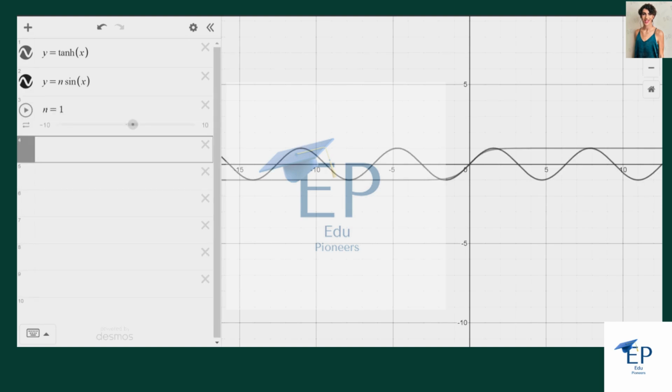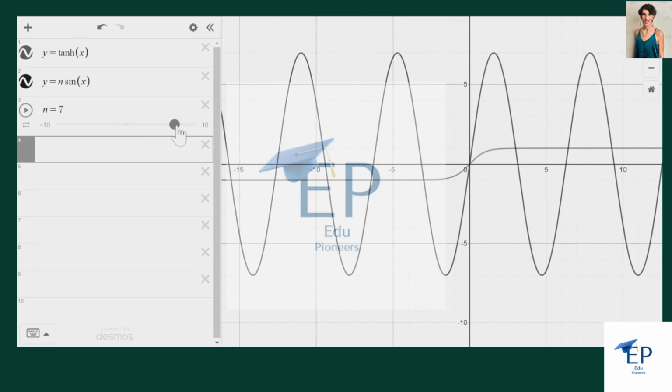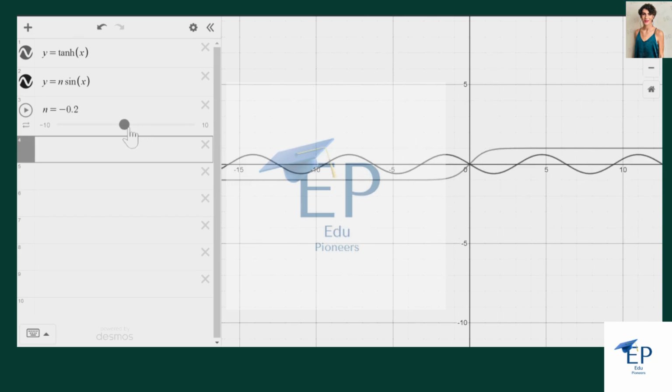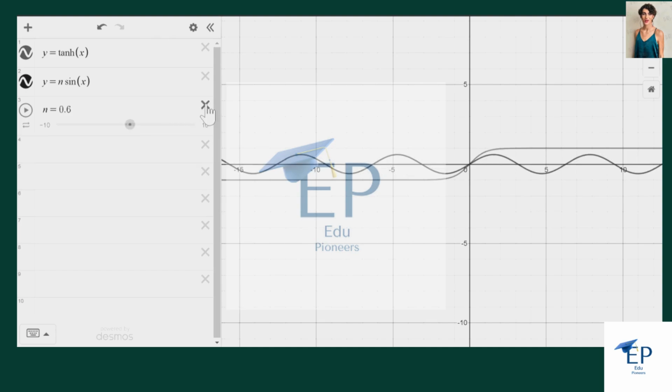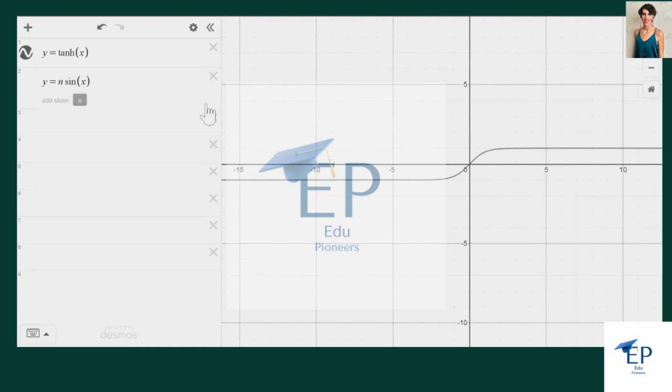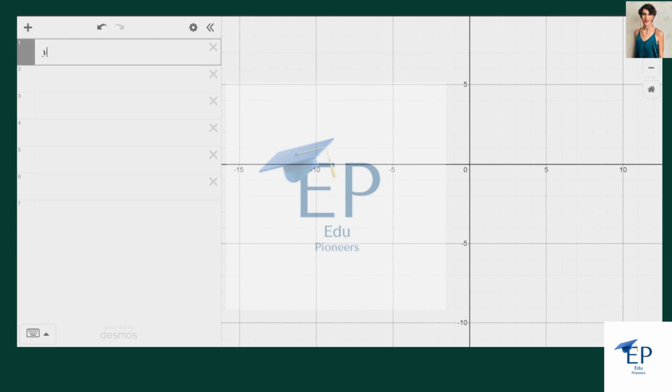We know that it's simply going to be one of these shapes. And as n increases or decreases, you can see that the amplitude changes like that, okay? All right, so as you can imagine, it's going to be some sort of a mixture of these two, where you can plug n sine x into tang, and let's see what's going to happen. y equals tanh of n sine of x.